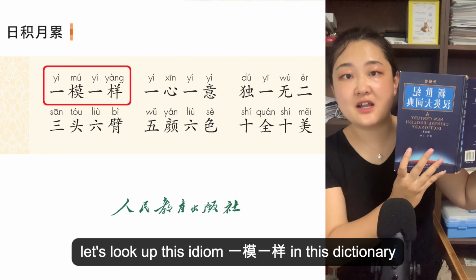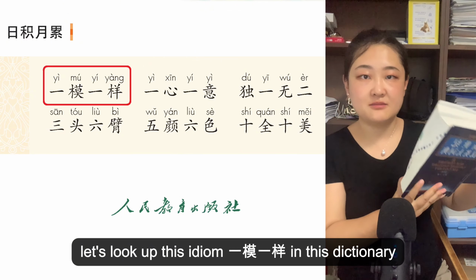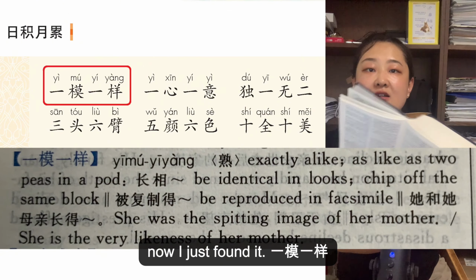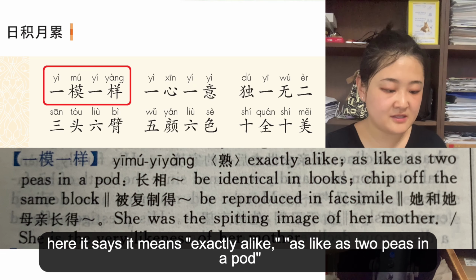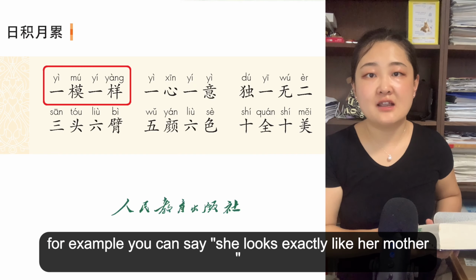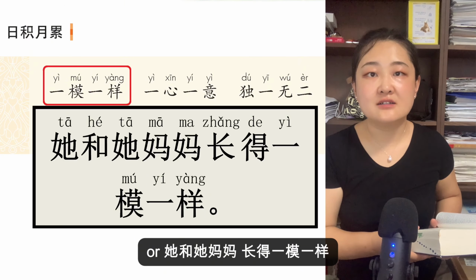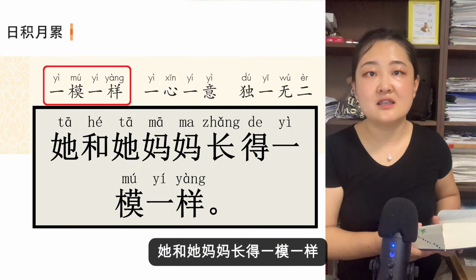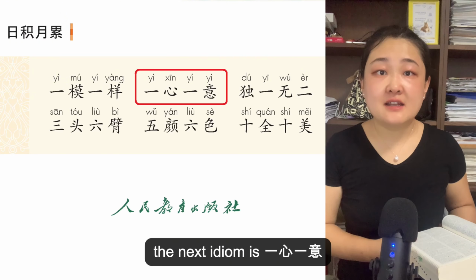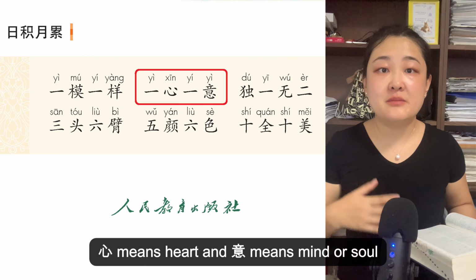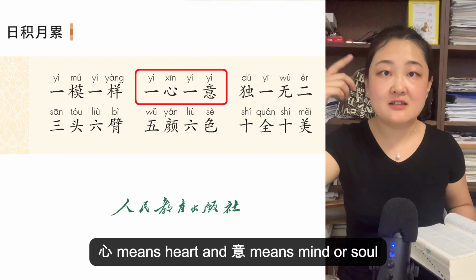Let's look up this idiom, 一模一样, in this dictionary. Now I just found it, 一模一样. Here it says it means exactly alike, as like as two peas in a pod. For example, you can say, she looks exactly like her mother. 她和她母亲 or 她和她妈妈长得一模一样。她和她妈妈长得一模一样。The next idiom is 一心一意。心 means heart and 意 means mind or soul.